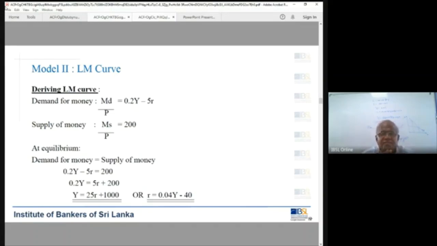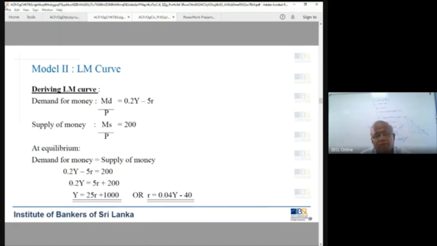But simply, the money supply is 200. The demand for money function is 0.2y minus 5r. Why is there a minus sign? I said there is a negative relationship between demand for money and interest rate. Forget about this P; it is always there. Demand for money and interest rate have a negative relationship. Income Y and demand for money have a positive relationship. That is called the demand for money function, like the investment function.